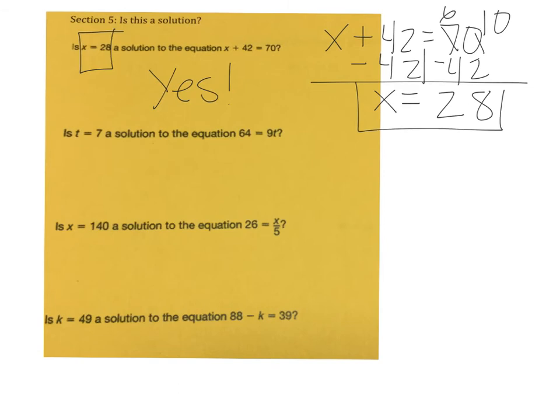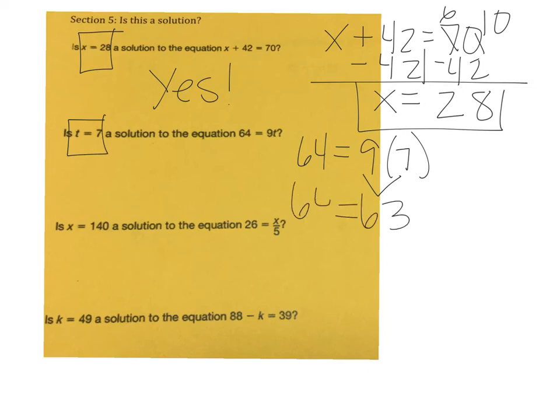All right, so I'm going to show you another way that you could look at this problem. Instead of solving the equation, I could go ahead and substitute 7 in place of t. So I could say 64 equals 9 times, instead of putting t, I'm going to say 7. 9 times 7 is going to give us 63. Well, is 64 equal to 63? No. So this is not going to be a solution.